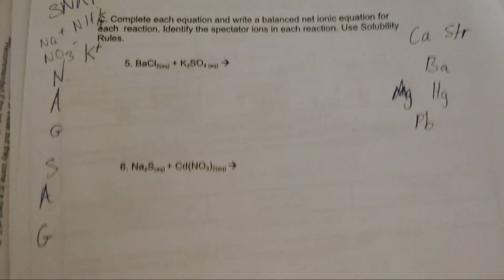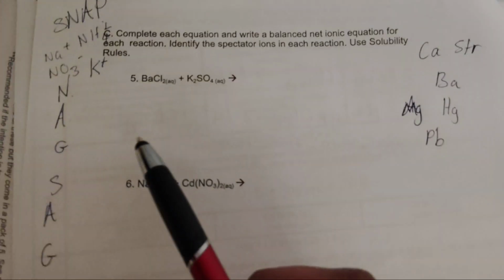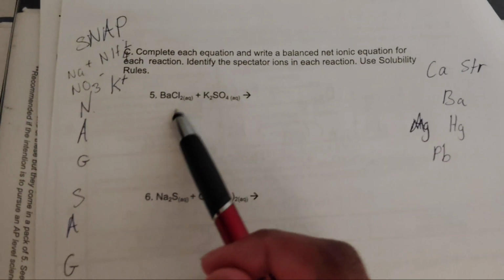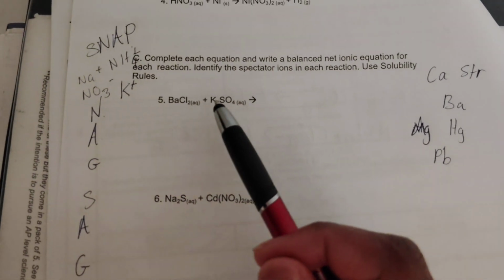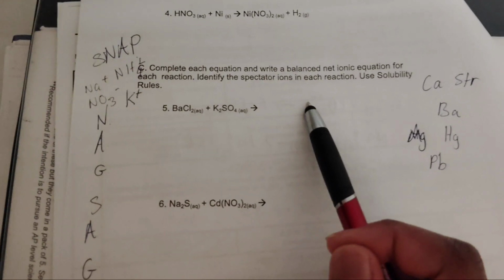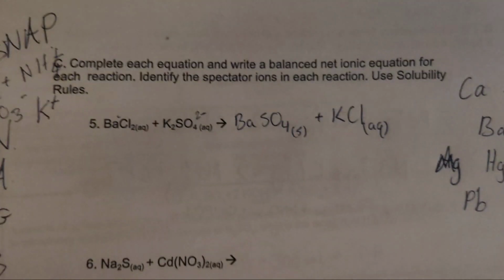All right, let me see if this is going to focus. There we go. So let's start on this problem, number 5. We have barium chloride plus potassium sulfate. I'm going to write out the products it makes and be right back. All right, guys, we're back for this next one.